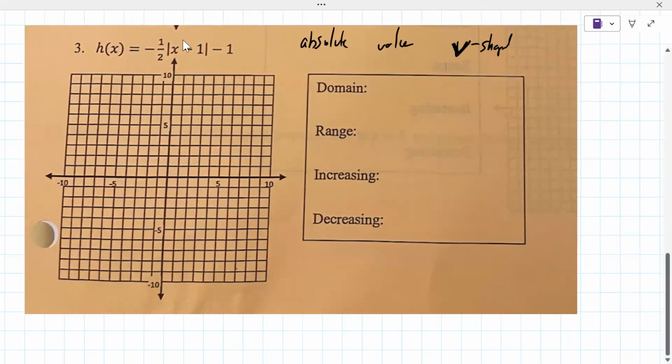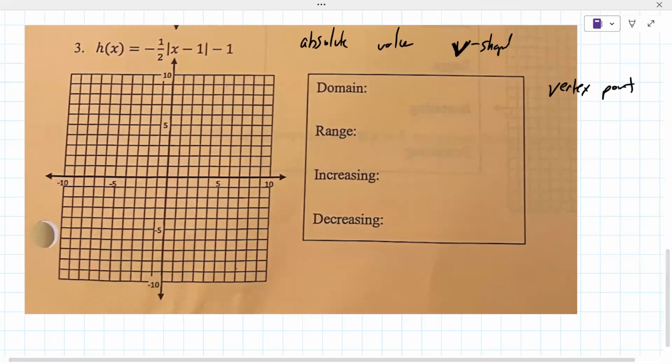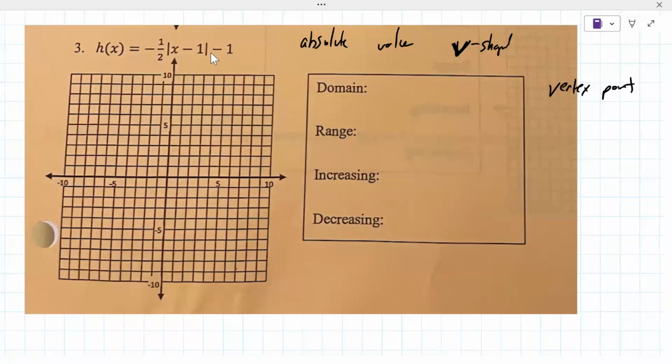This one's already in the right form, this standard form. It does have a vertex point, which is just like the quadratic. It has to do with this number in here and then this number out here. Do you want to give that a try and let me know what you think the vertex is for this? Is it 1, -1? Yes, perfect.